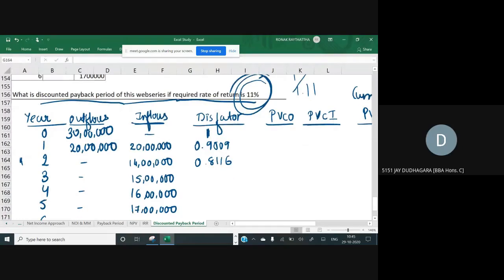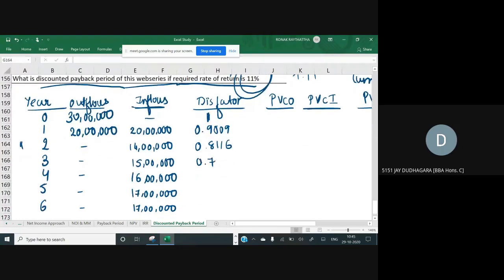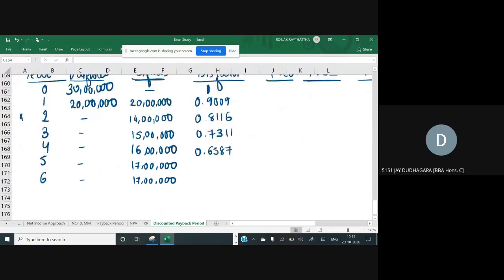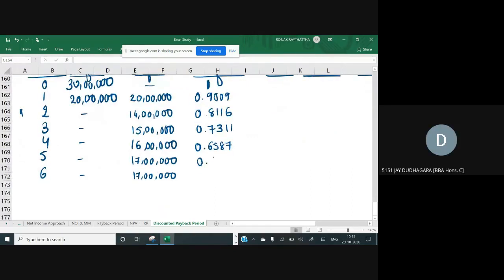0.7311. Next one, 0.6587. Good. Next one, 0.5935. And last one shall be 0.5346.